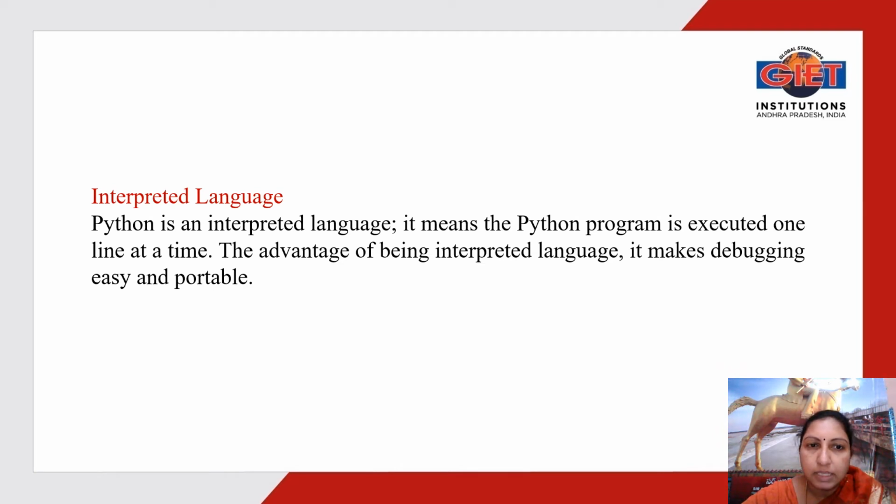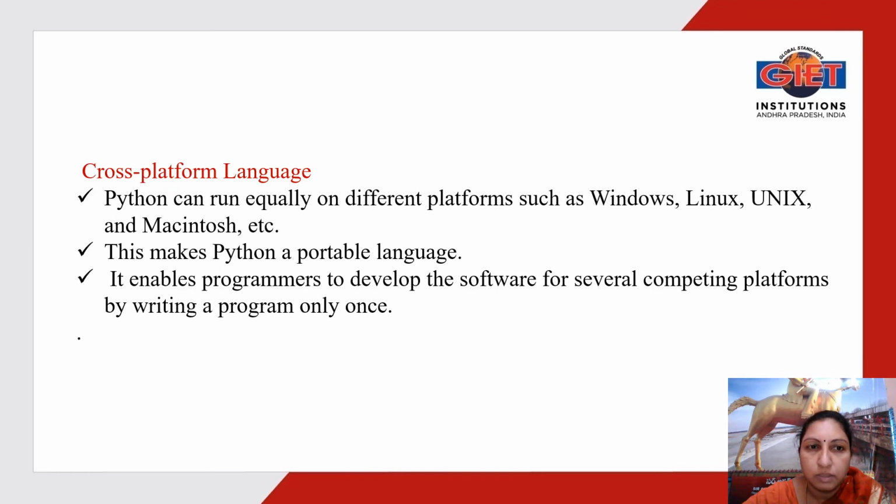It is an interpreted language. It is called an interpreted language because it uses an interpreter for debugging and converting code into executable code. Python lines are executed one at a time. The advantage of being an interpreted language is that it makes debugging easy and portable.